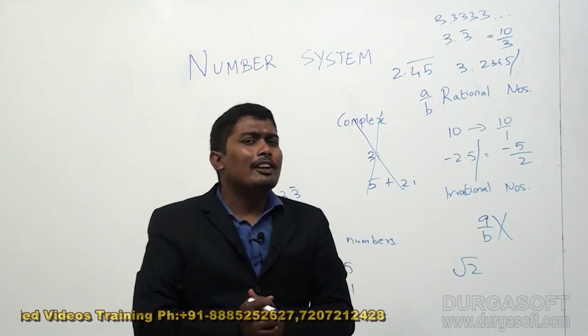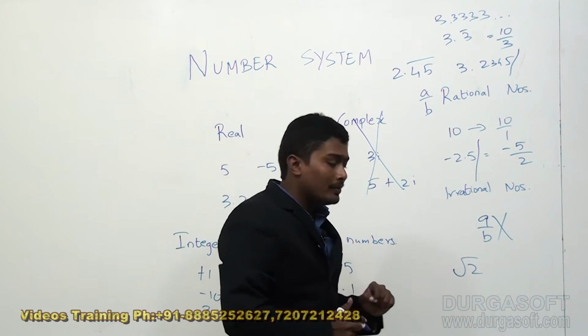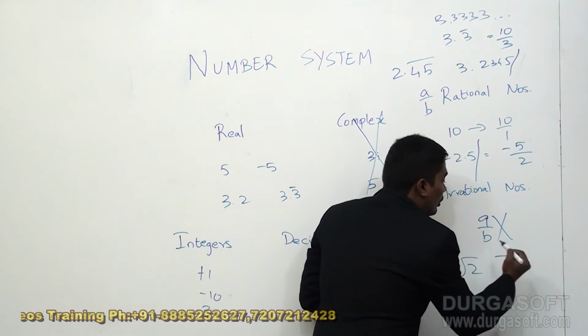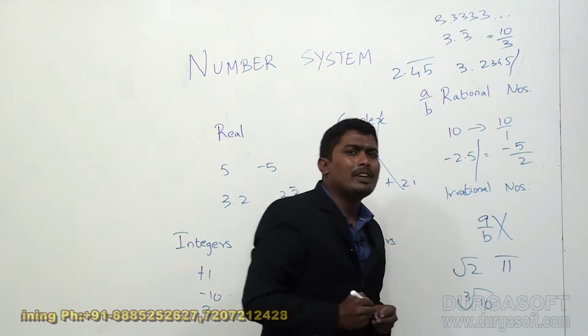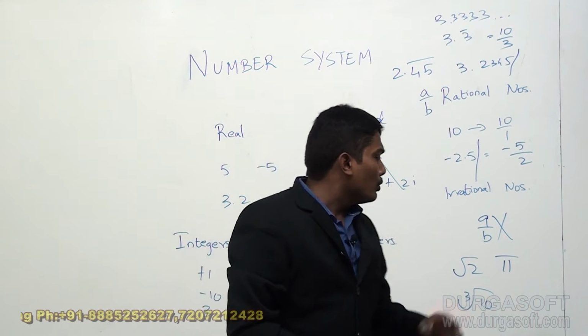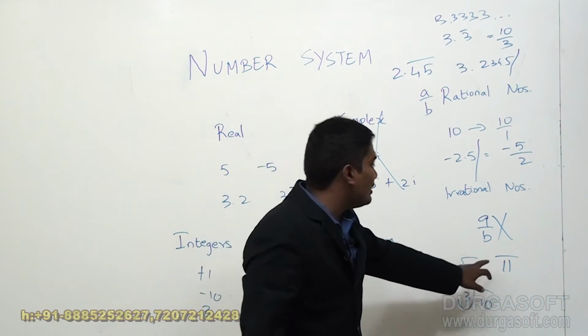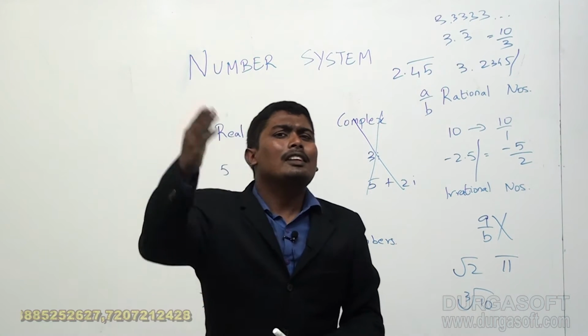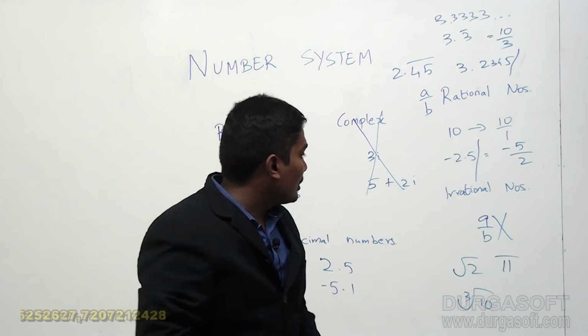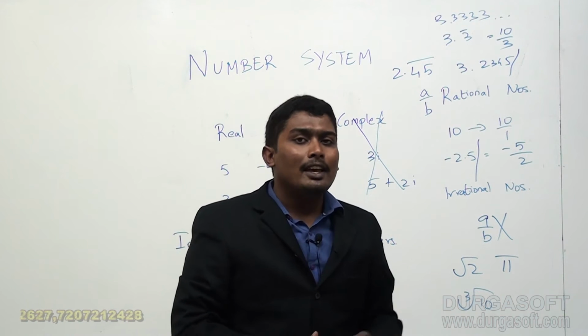At the same time, it cannot be represented in the form of A by B. Another example I can give is the value of pi, or cube root of 10. So this way I can give n number of numbers. Mostly your irrational numbers will be either the value of pi or the square root, cube root or nth root of a number that is not a square number or nth power of a number. So these types of numbers are called irrational numbers.